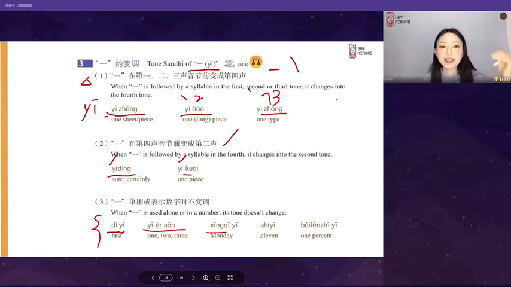Next one, 星期一, it means Monday, so it won't change too. Next one, 十一, it is a number, so it doesn't change. It means 11. Last one, 百分之一, it means 1%. It still won't change because it is used in a number, okay? So this is the tone sound of yī. When yī is before the first, the second, and the third tone, it will change to the fourth tone. But when yī is before a fourth tone, it will change to second tone. And when it is used alone and used in a number, then it won't change. It is the first tone.